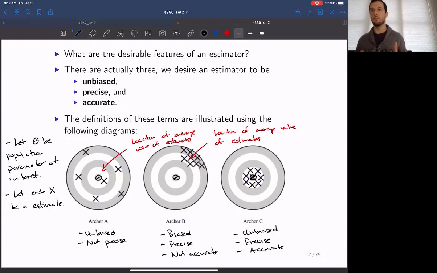So does anyone have any questions about those ideas? No, it's not precise, so it can't be accurate. That's why I think I often confuse them as well.